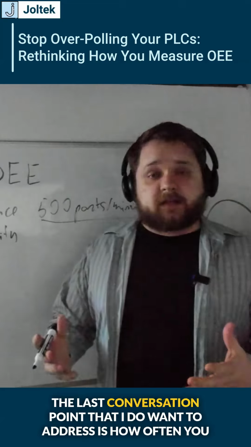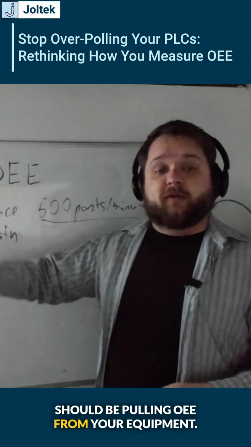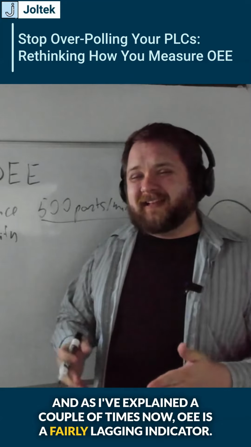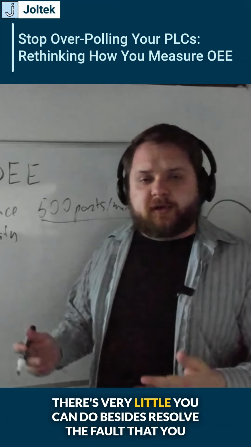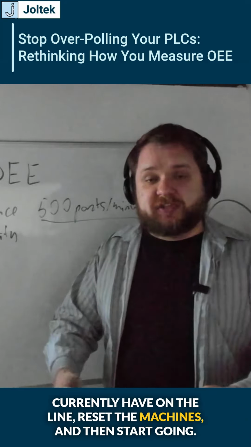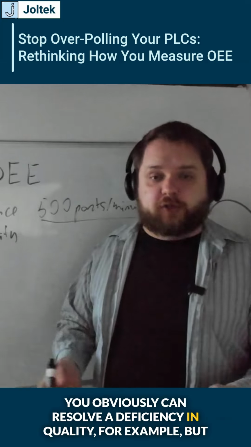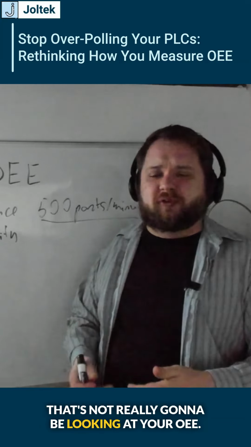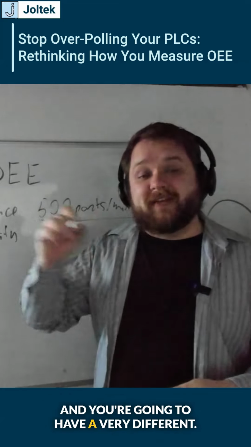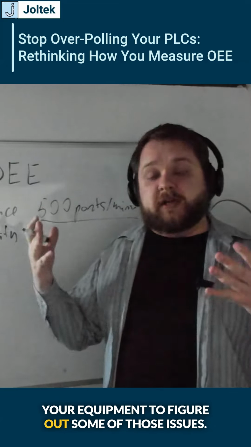The last conversation point that I do want to address is how often you should be pulling OEE from your equipment. And as I've explained a couple of times now, OEE is a fairly lagging indicator. There's very little you can do besides resolve the fault that you currently have on the line, reset the machines, and then start going. You obviously can resolve a deficiency in quality, for example, but that's not really going to be looking at your OEE. You're going to be looking at the quality metrics on the number of rejects, and you're going to have a very different trend line, hopefully, on your machine and on your equipment to figure out some of those issues.